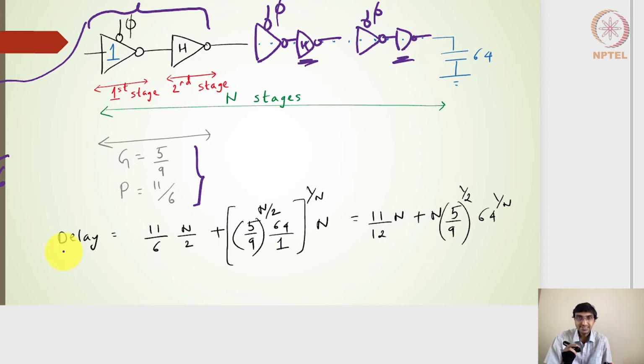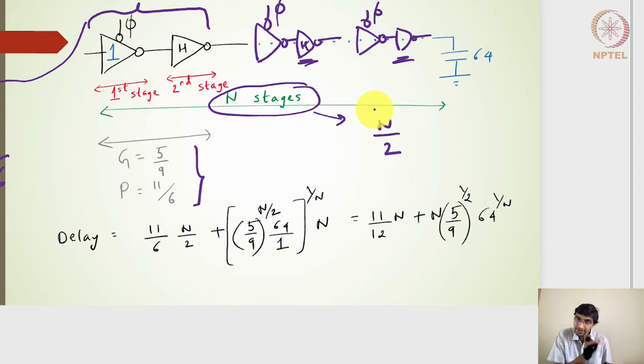If it is n stages, note that these n stages will have n by 2 pairs of domino logic. So let's say the total number of stages is 10. Then the domino pairs will be 5. That means we will have one dynamic inverter followed by another regular inverter, and that will be one pair, and similarly 5 such pairs will be there. So n by 2 is what I'm considering for the domino pairs.